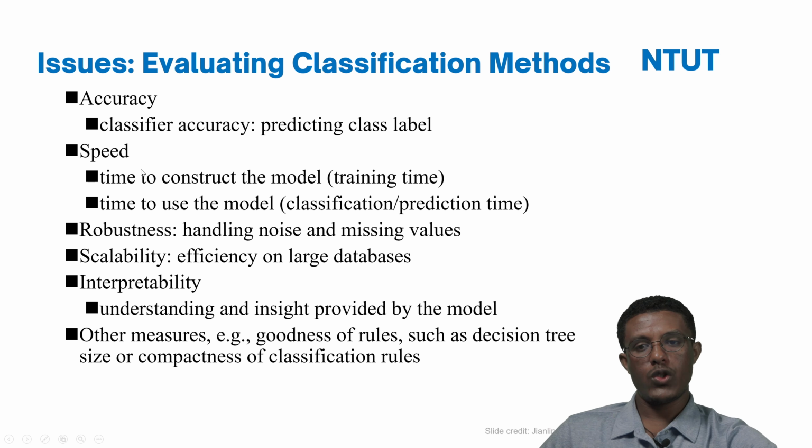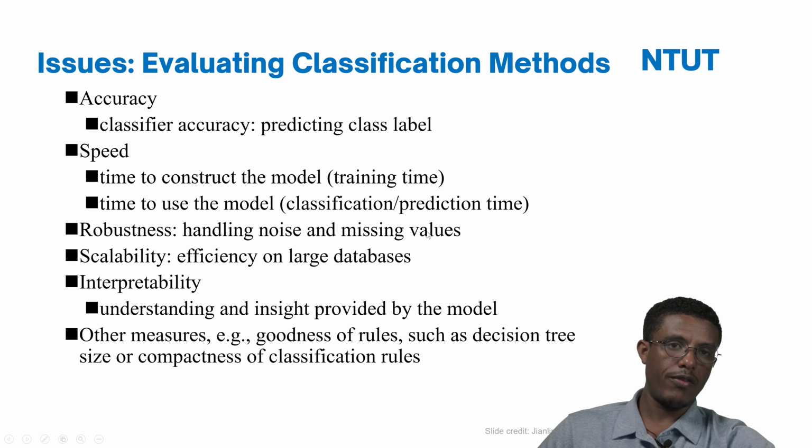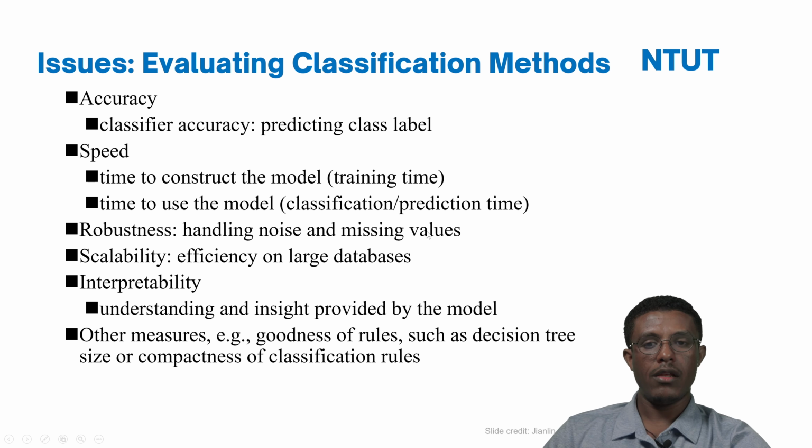Another evaluation parameter is robustness, which is handling noise and missing values. Which algorithm handles noise and missing values well? Even if we have noisy data, which algorithm still predicts or classifies accurately? It depends on that. If the algorithm can still handle noise and missing values, that means this model is better.